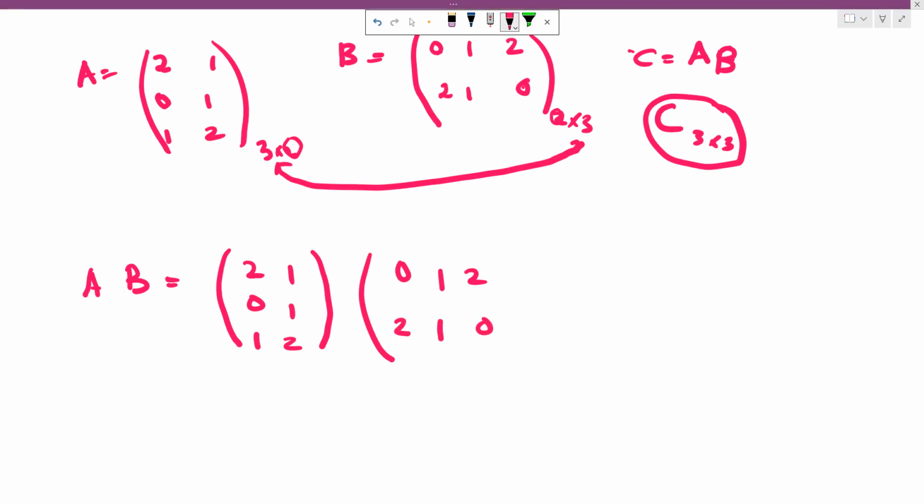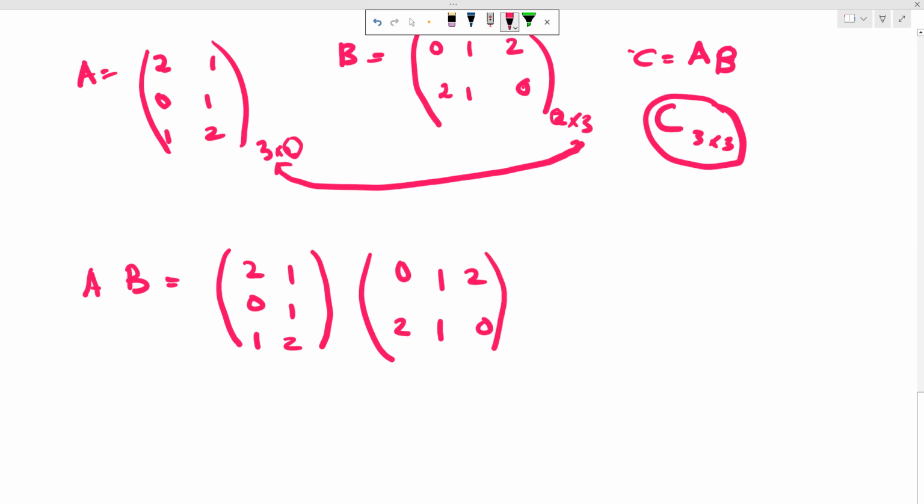Now what you have to do is simply take the row of the first matrix and multiply it by the column of the second matrix. Now you will get a 3 by 3 matrix. So here you should have some entries. For this place you should know what entry would come.